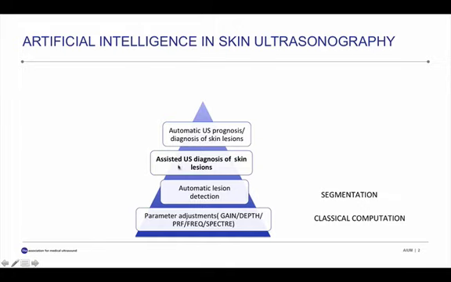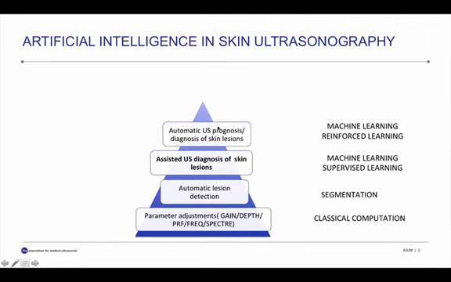And the next step would be the assisted ultrasound diagnosis of skin lesions. That would be supervised machine learning, in which the machine can tell us what kind of lesions we are dealing with: is it benign or malignant, or even the exact diagnosis of this skin lesion. And finally, the automatic prognosis, what has been called machine learning with reinforced learning, which is what we are calling radiomics. With the image, the machine is going to tell us about the prognosis of this lesion in concrete.